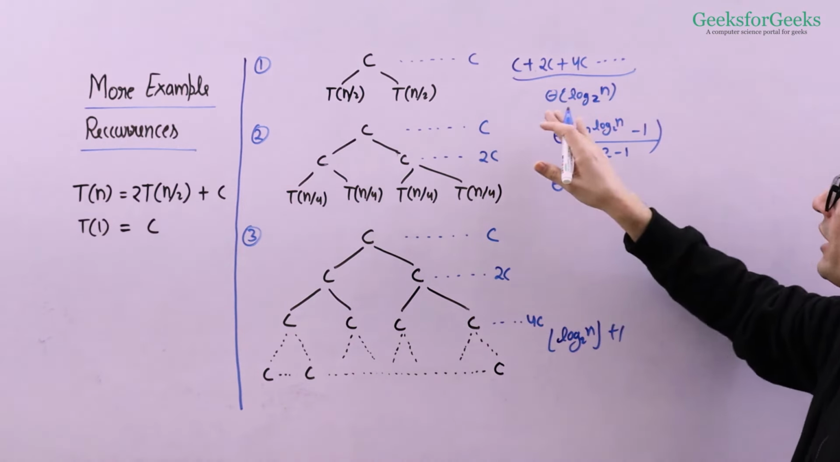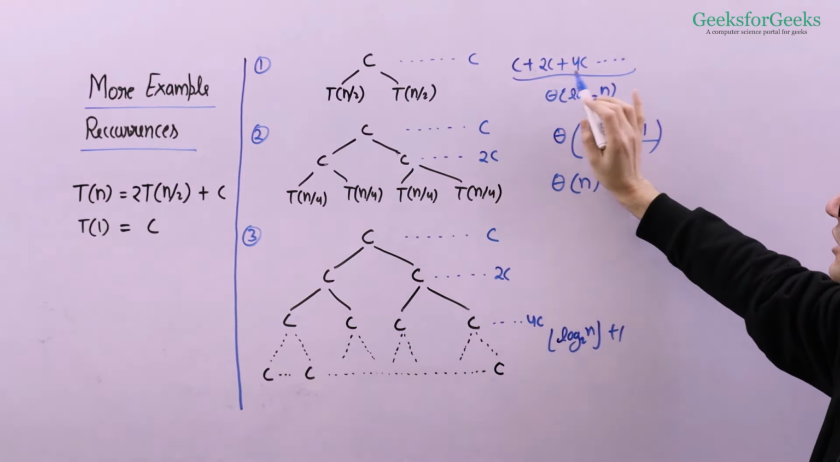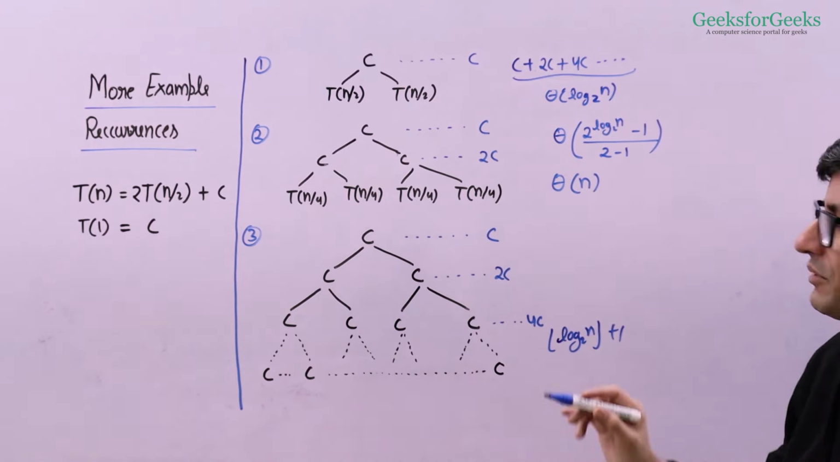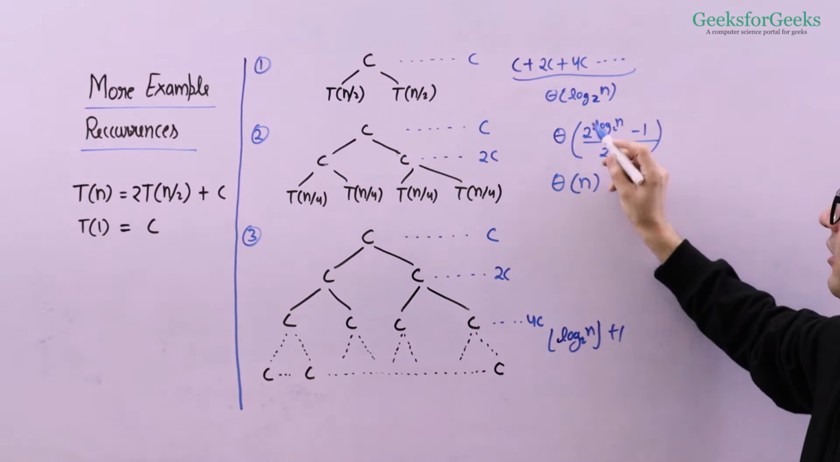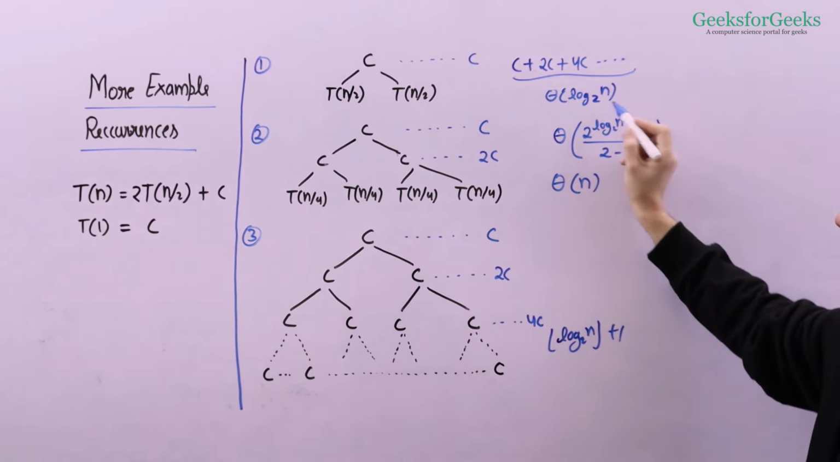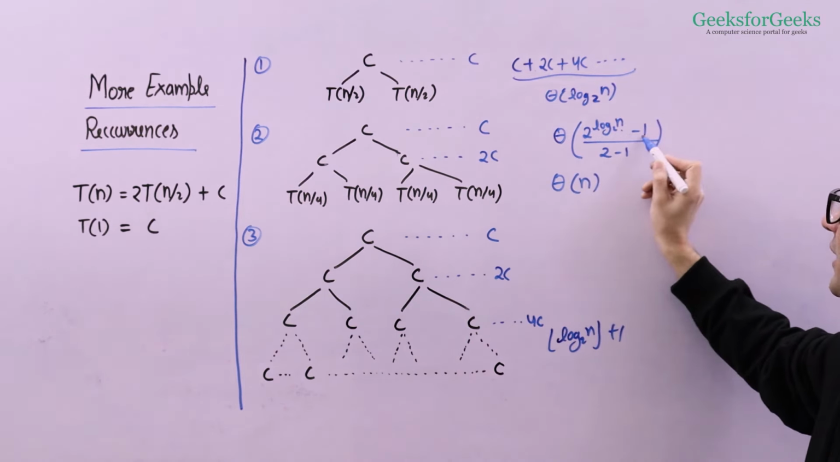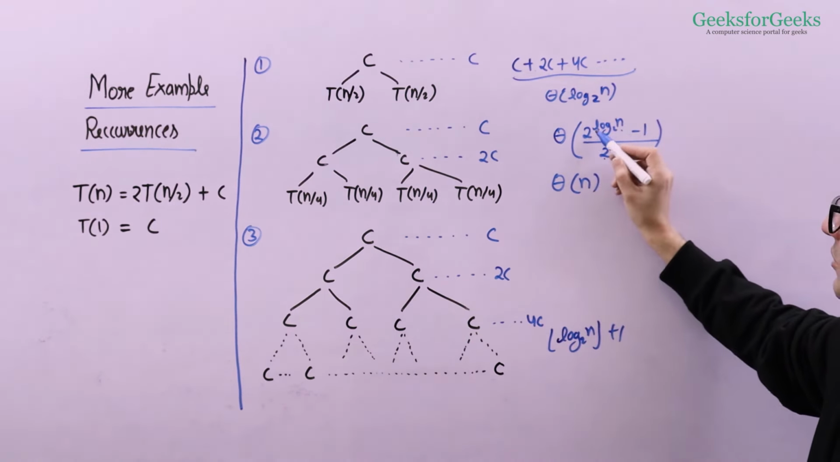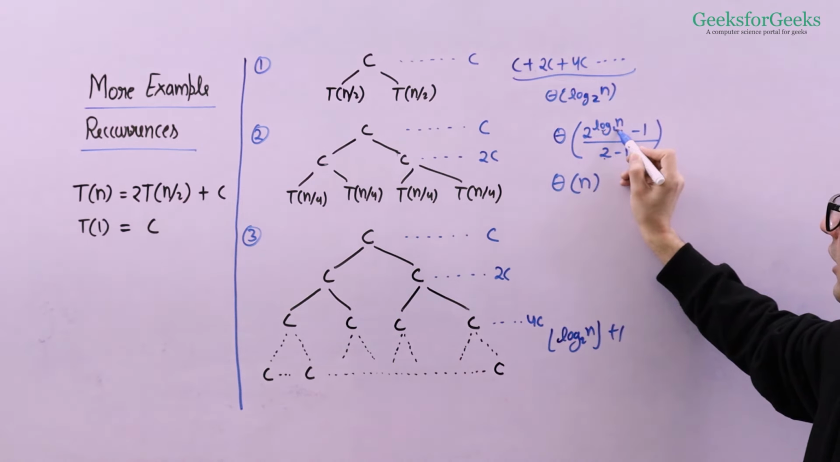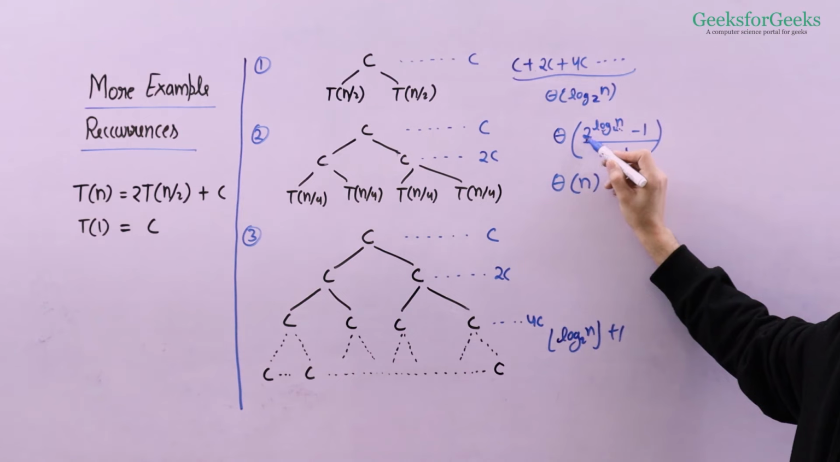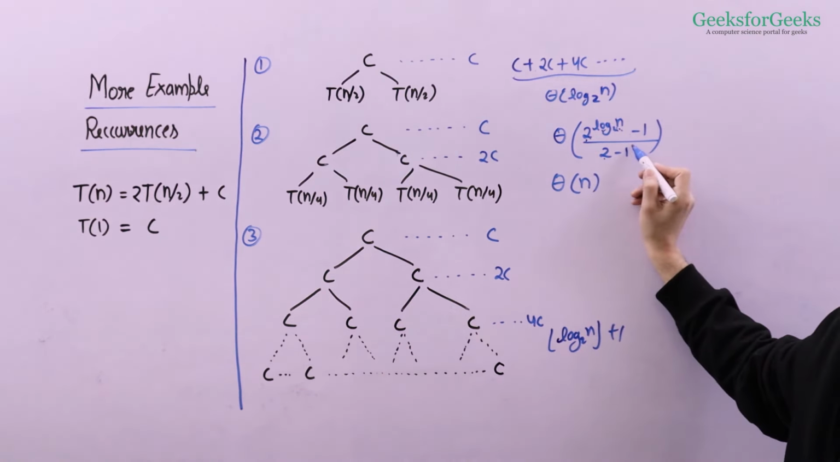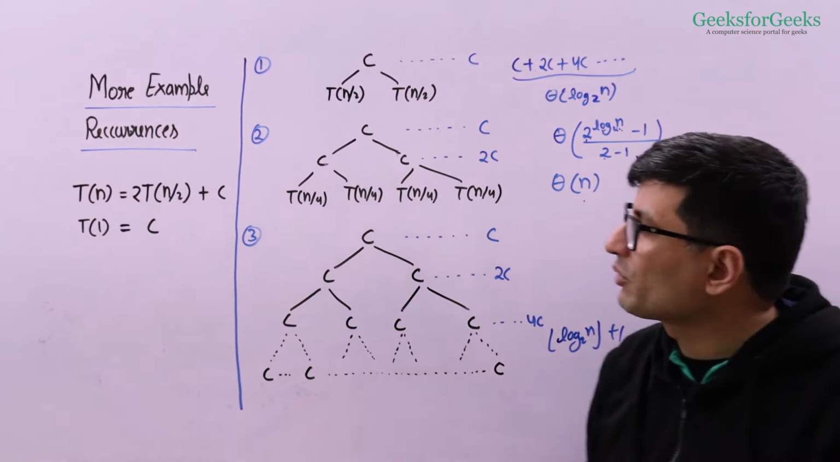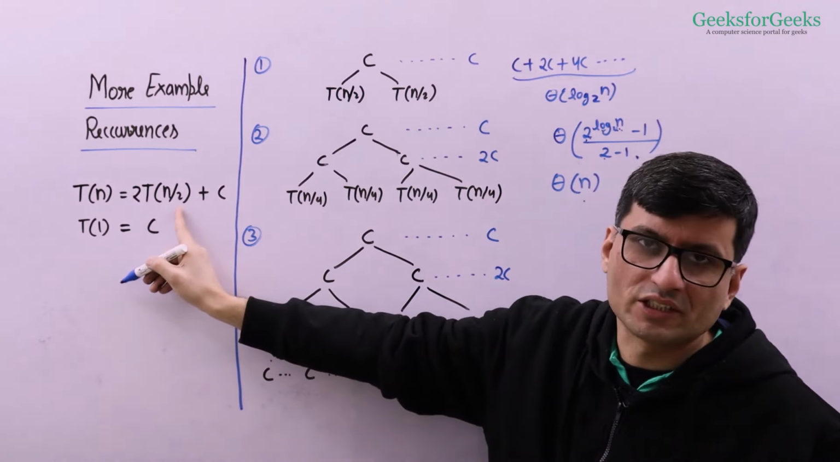So these many terms we have, and if I find the sum of this series for log n terms, it's r raised to the power n, where the common ratio r is 2 and n is those many terms, log n, right? Minus 1, divided by r minus 1. So if you see 2 raised to the power log base 2 of n, the 2 and 2 are common. So in those cases, we can write this expression as n. So it's n minus 1 divided by 2 minus 1, which is theta n. So the time complexity of this recurrence relation is theta n.